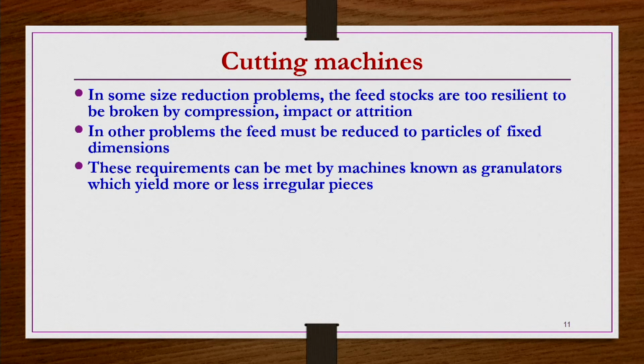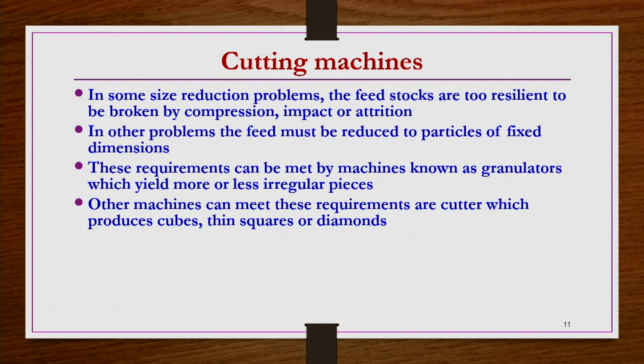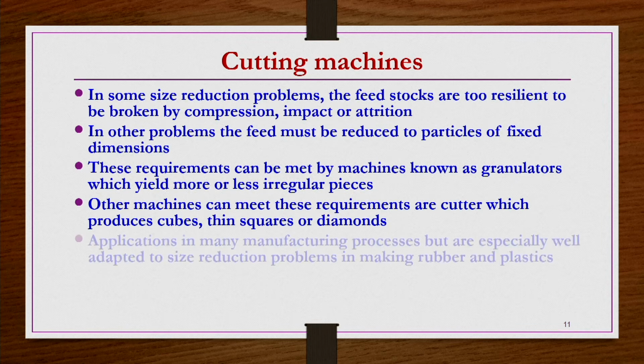These requirements can be met by machines known as granulators, which yield more or less irregular pieces, but the same requirement can be met using machines called cutters, which produce regular shapes of particles such as cubes, thin squares or diamonds. Whereas granulators yield products of more or less irregular shapes, if you use cutters for the same operations, you can get regularly shaped products like cubes, thin squares or diamonds.